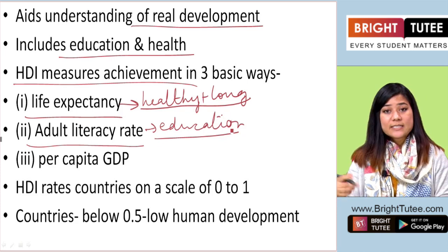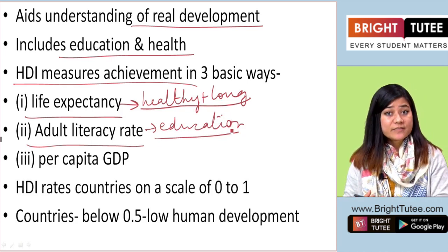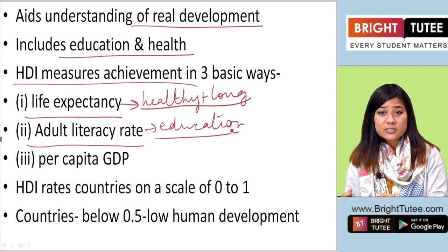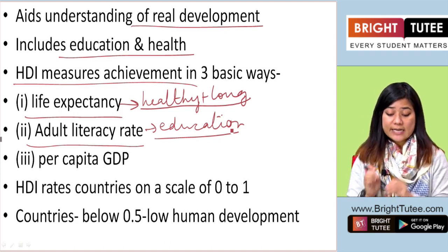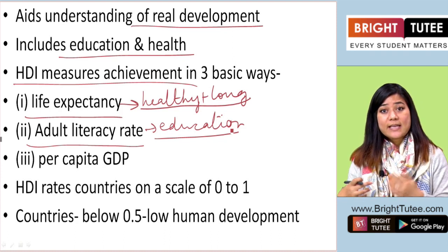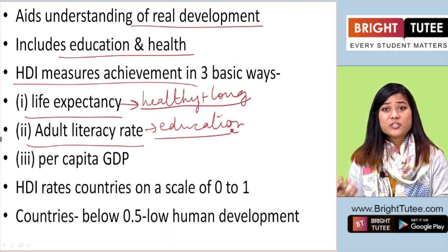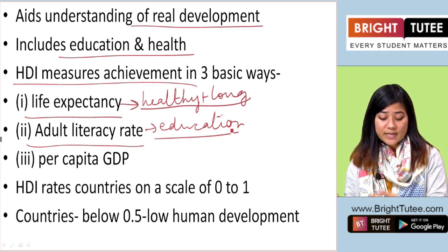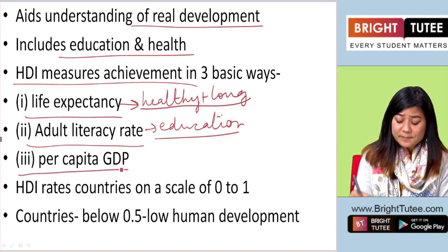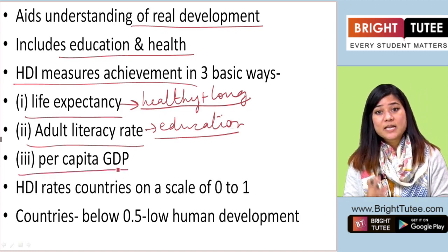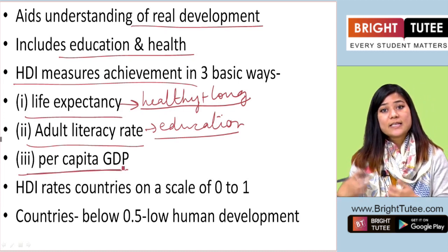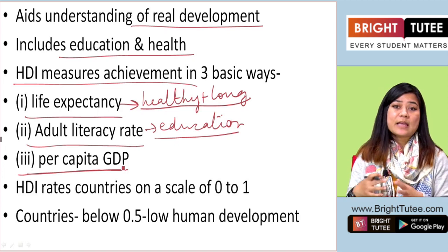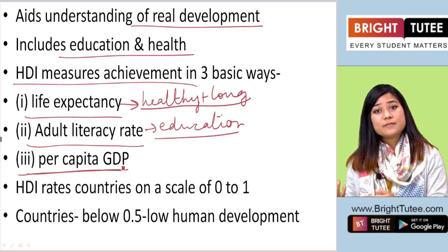Okay, so they see how many have received education, how many have not received education, how many are literate, how many are illiterate. So accordingly, the HDI measures the development of that country. The third basis is the per capita income or GDP. Okay, so by looking at that, it again goes on to help in the understanding of the real development of any country.